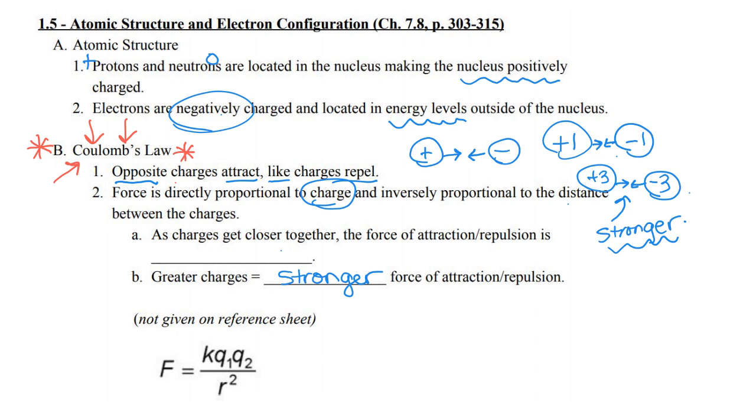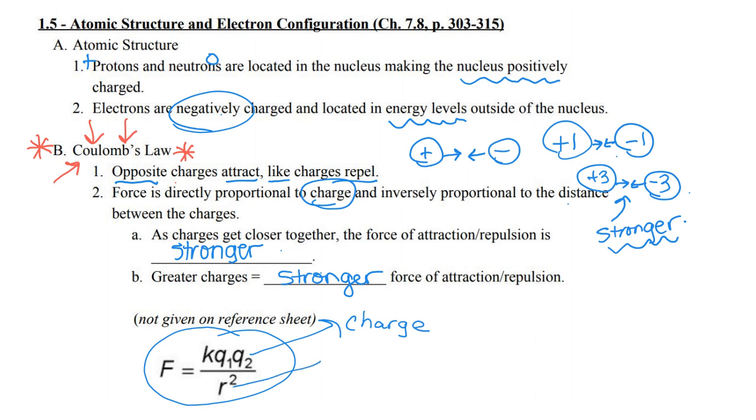Also, it is inversely proportional to the distance between the charges. That means the closer they get together, the stronger that force of attraction is going to be. And the farther apart they get, the weaker it's going to be. Now, this equation, Q represents the charge, and R represents the distance between the two charges.